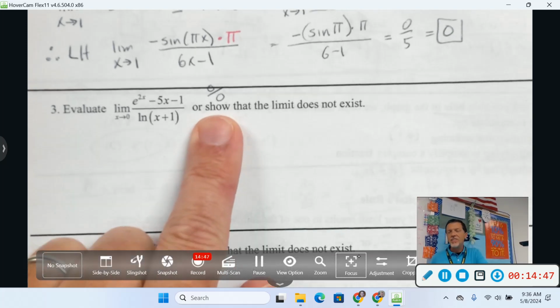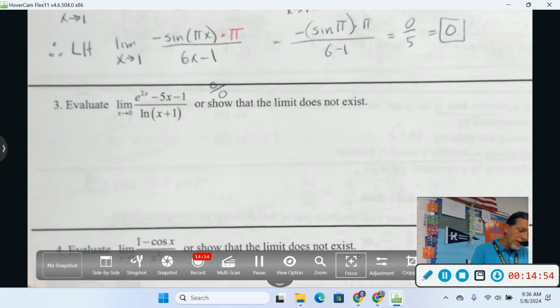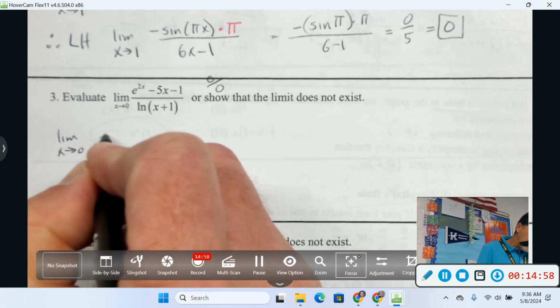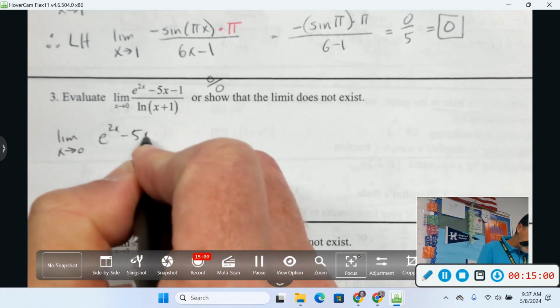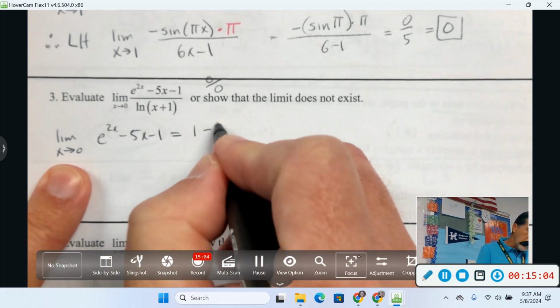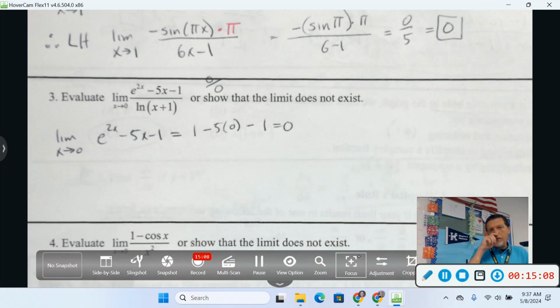That's not enough to say use L'Hopital. I mean, it's enough for you to know to use L'Hopital. It's not enough to get the credit for using L'Hopital. So limit as x approaches 0 of the top, e to the 0 is 1, minus 1 is 0. We already know we're going to get 0 for both, but we have to show that.